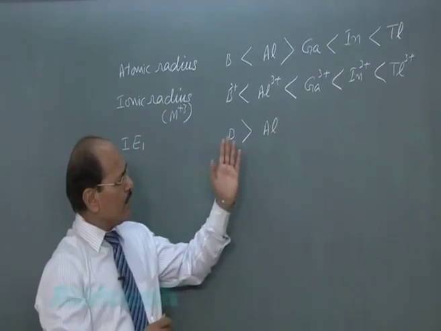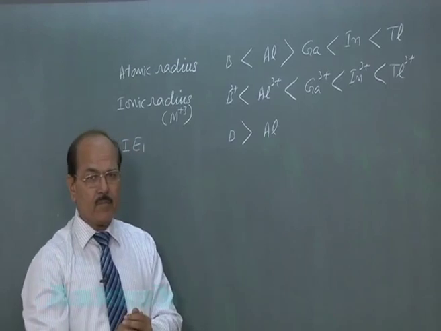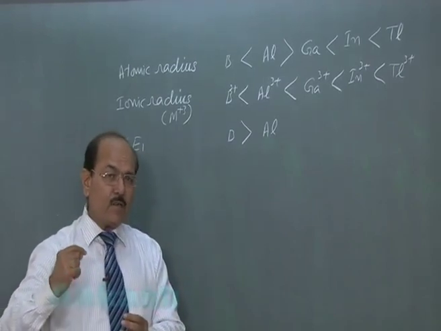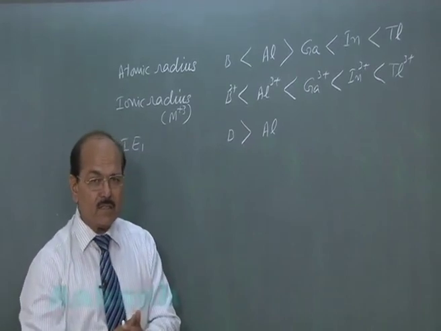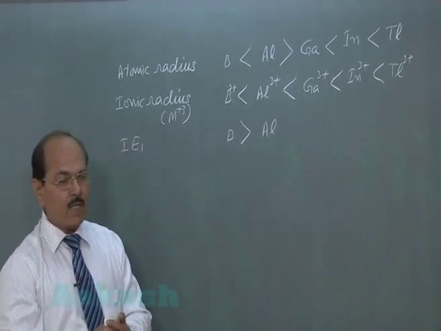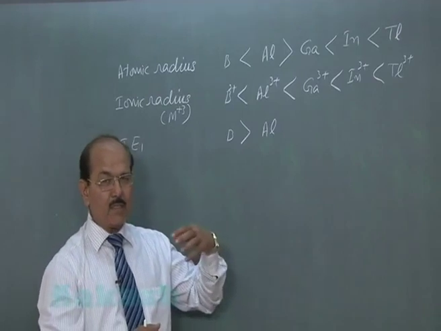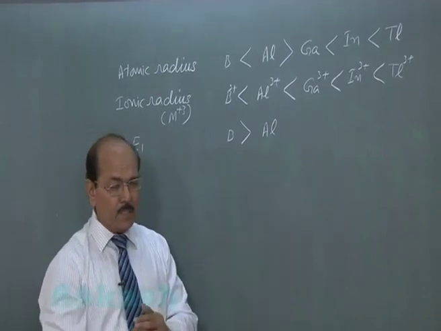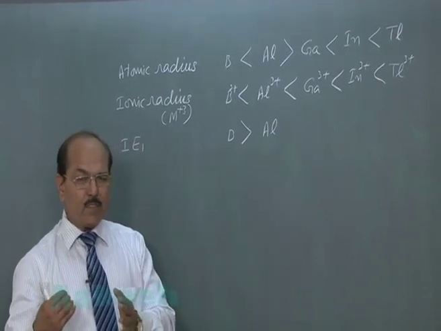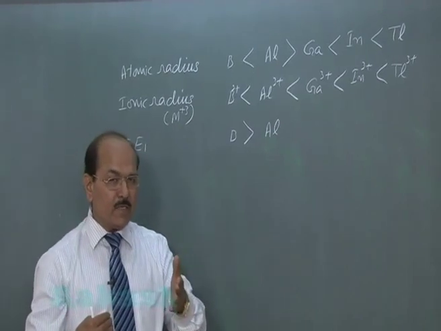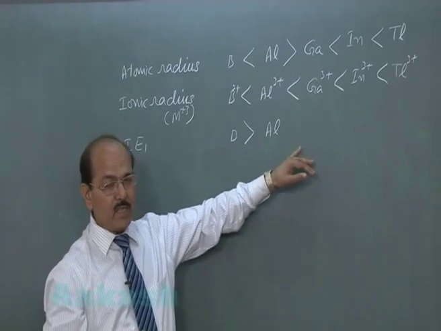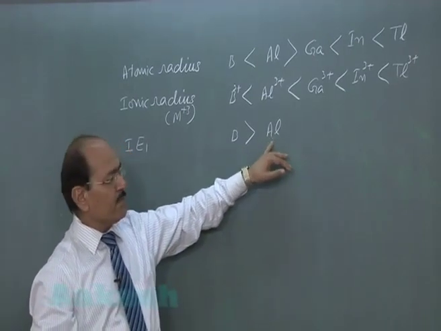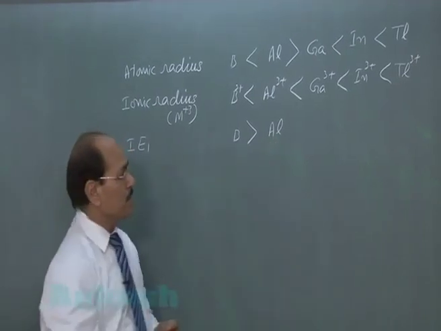Now when we move from aluminium to gallium, there is an increase in the charge of the nucleus. At the same time, there is a decrease in atomic radius. So because the size of gallium is smaller than the size of aluminium, the force of attraction of the nucleus on the outermost electron of the gallium atom is high. So the first ionization energy of gallium is higher than the first ionization energy of aluminium.